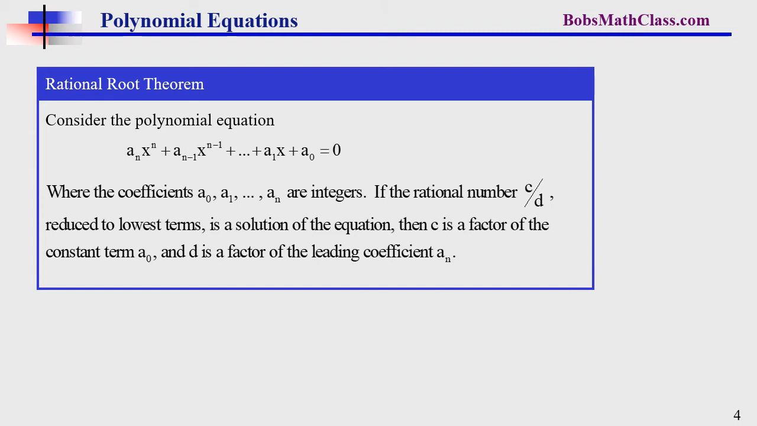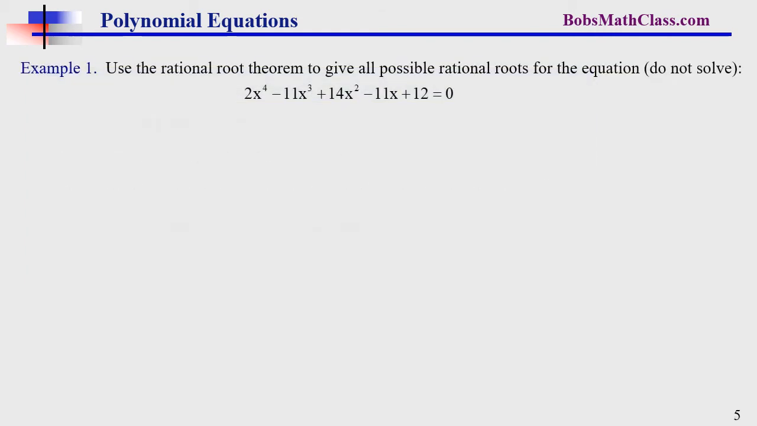If it is, c is a factor of the constant, so we're going to use c for constant, and d is a factor of the leading coefficient. Okay, so just remember, c is constant, and d is the leading coefficient. So that's the number that's in front of the first term, in front of the very first variable. Okay, I know that was confusing, so let's look at an example.